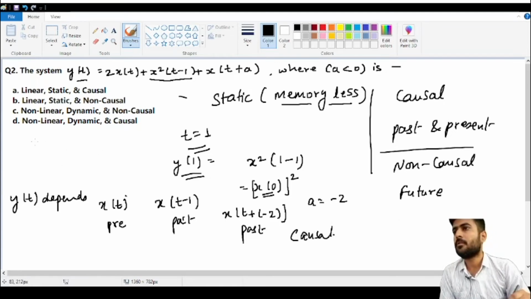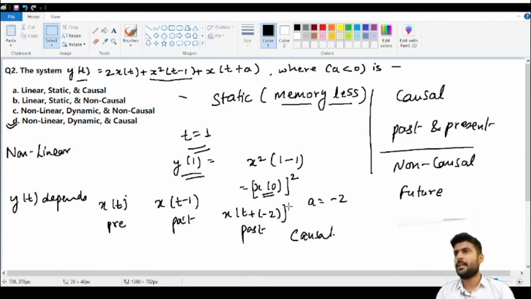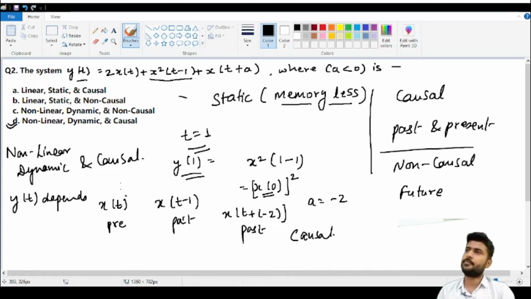So the conclusion we have arrived at is the system is non-linear, dynamic and causal. So option D will be the correct answer.